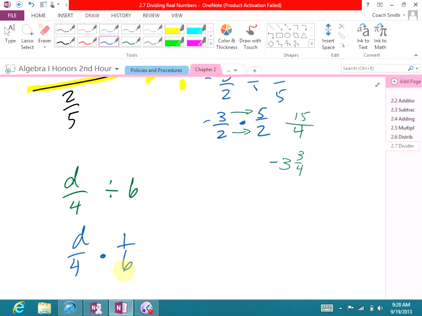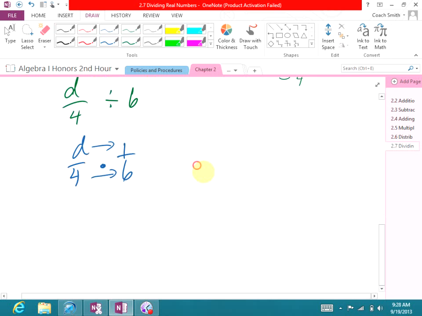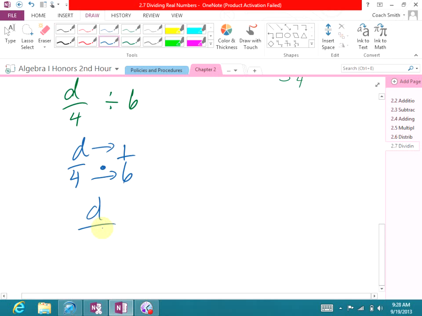Oh no, I don't know. It's just the same thing. Multiply straight across. D times 1 would be what? D. 4 times 6? 24. That's your answer: D over 24. Don't know what D is? Don't have to know what D is. So don't panic on these things. They're very simplistic in a lot of different ways.